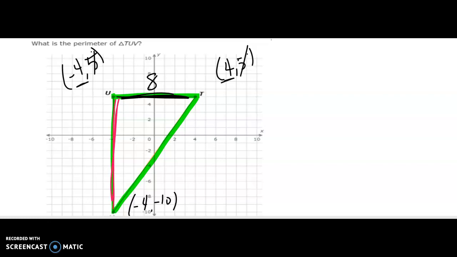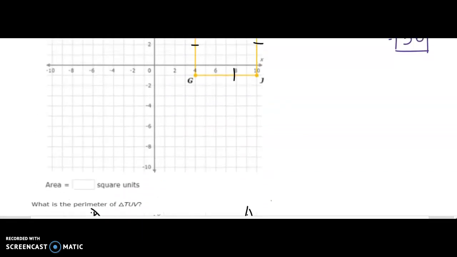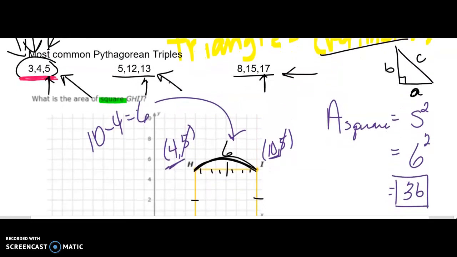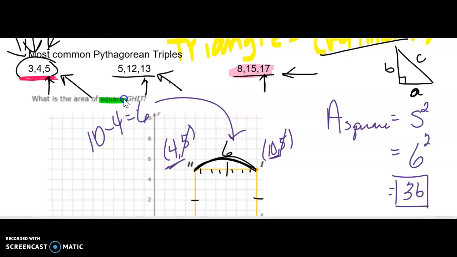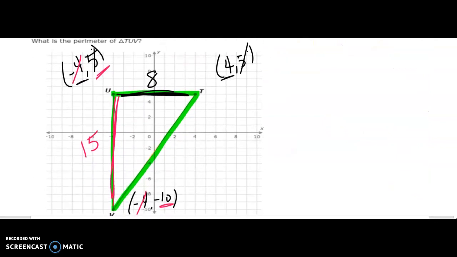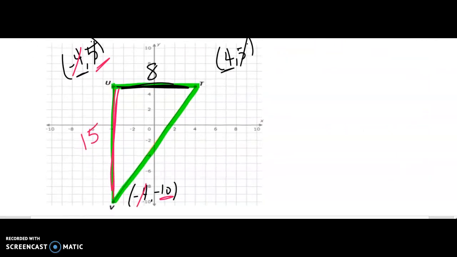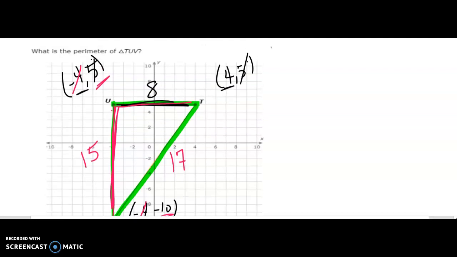From U to V, the x's are the same, so it went from 5 to -10. How long is that? 15. And because I was so nice and already told you that there is a Pythagorean triple of 8, 15, 17, we do not have to use the Pythagorean theorem to figure out that the hypotenuse is 17, because one side is 8, one side is 15, so the hypotenuse is 17. I haven't answered the question yet, but I've gotten there.